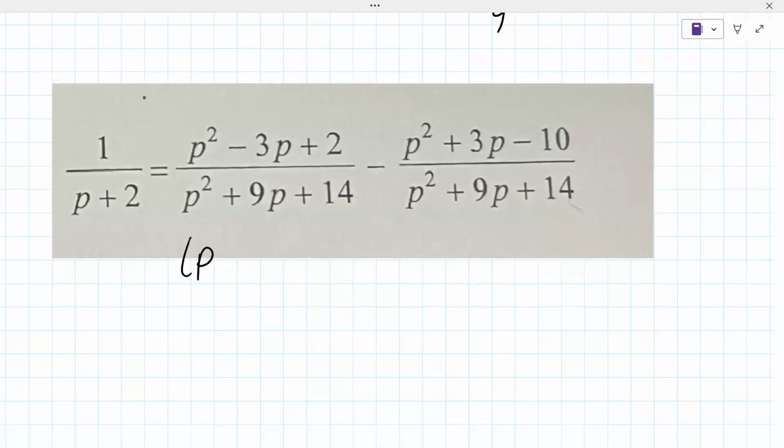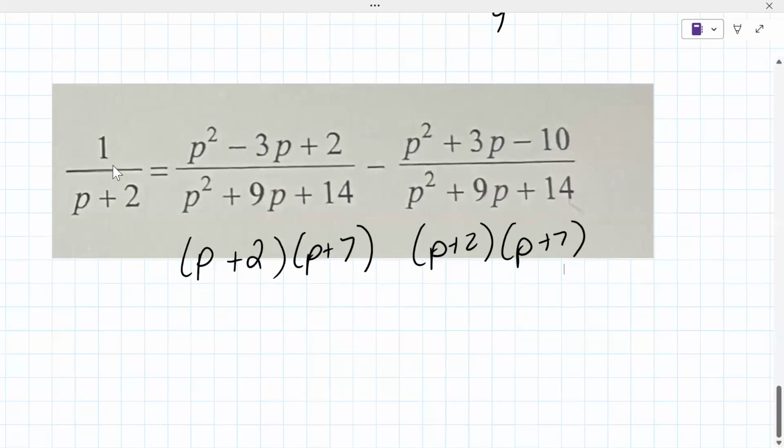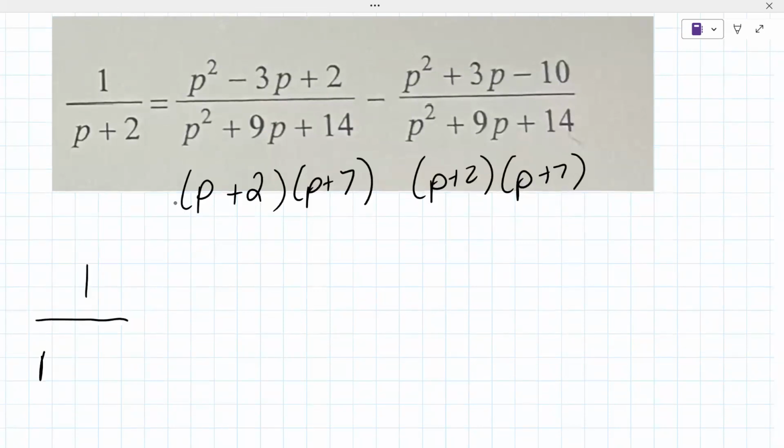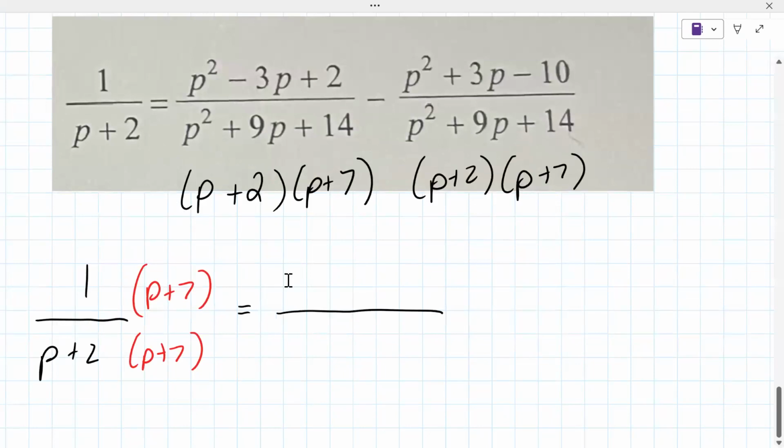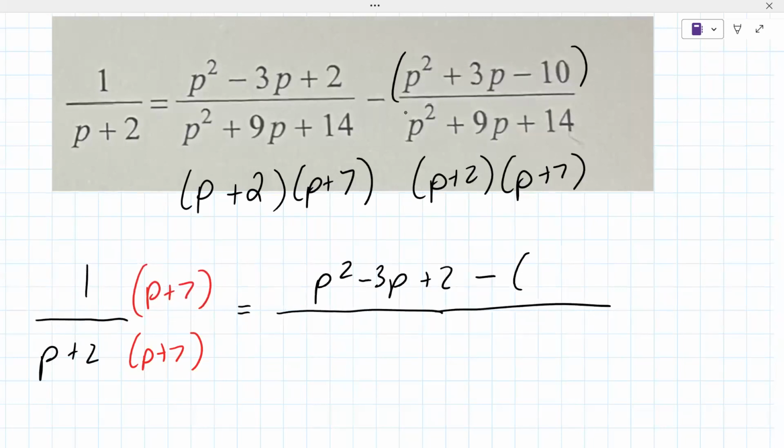So just like the last problems, you definitely want to factor if you can. Now they're kind of giving you a hint here. One of the factors is p plus 2, so the other one you'll find is p plus 7. And then this one's also p plus 2, p plus 7. So you look at the one on the left and you say, what is it missing? Well, it's missing a p plus 7. So you're going to multiply top and bottom by p plus 7. Now this is a lot of rewriting, but you can see they have the same bottoms, right? So we can just look at the top. The top, though, is in parentheses. It's p squared minus 3p plus 2 minus parentheses p squared plus 3p minus 10.